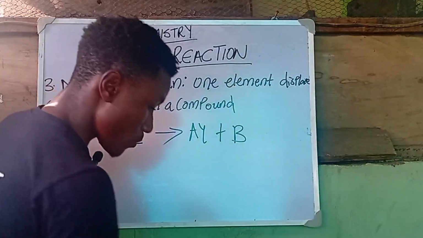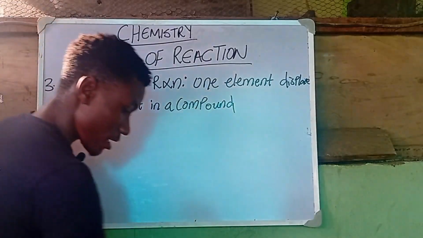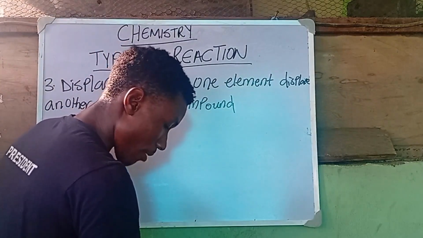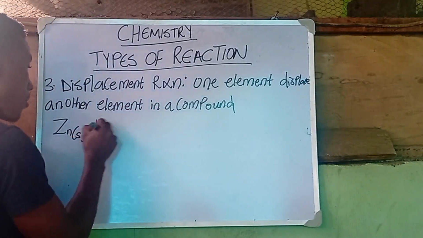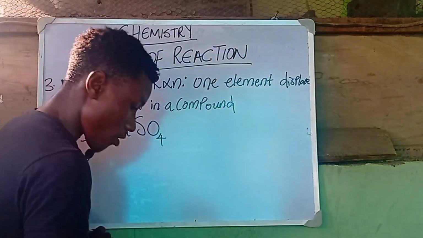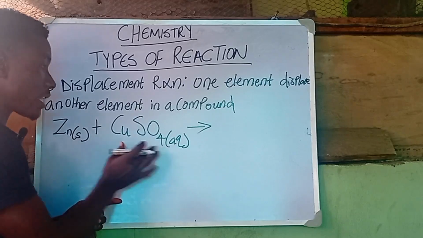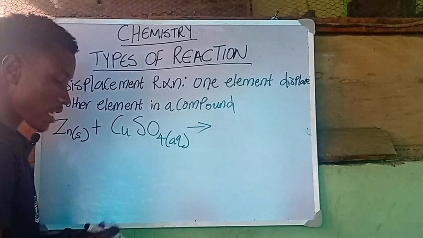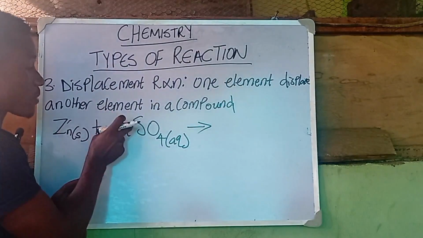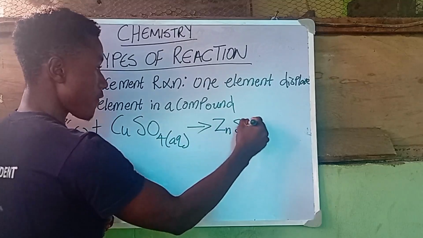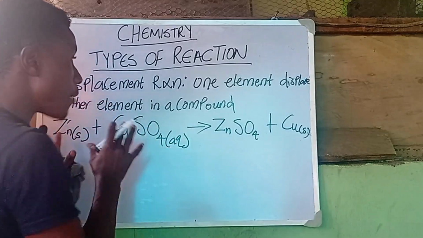Let's take it down so that you'll be able to understand it. Let's give an example using our elements. What we have here is our zinc and our copper sulfate. So we say our zinc, which is solid, plus our copper sulfate, which is aqueous, giving us a forward reaction. The moment you see this, what we'll be having is our zinc sulfate and our copper, because the zinc here is going to displace this copper. So we are going to be having our zinc sulfate plus our copper.